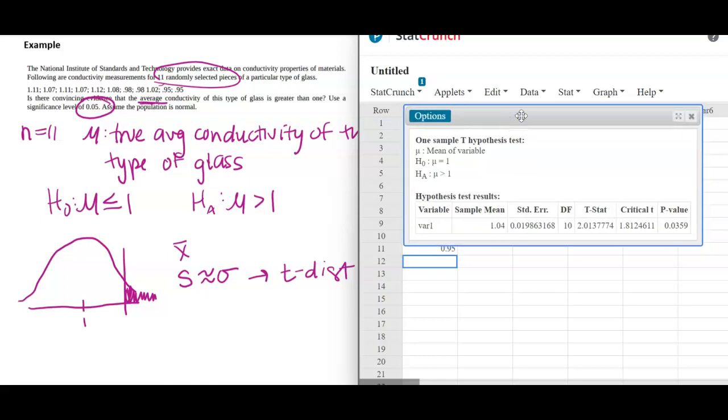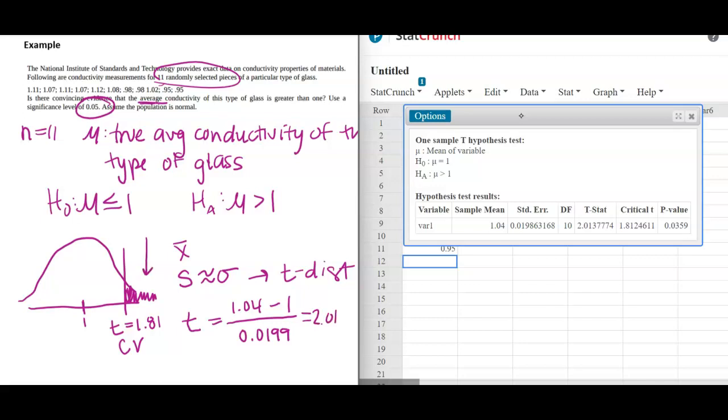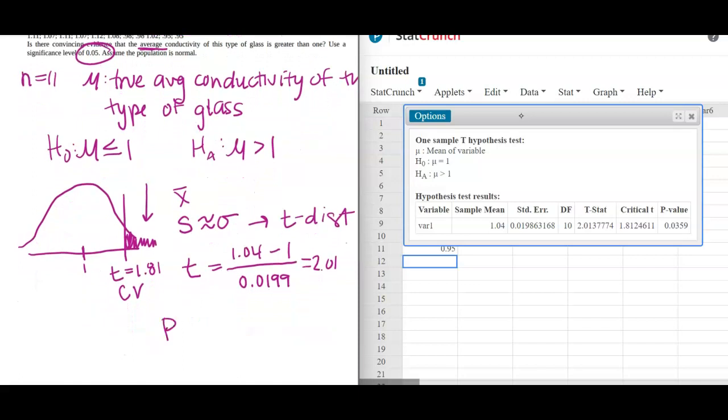Okay, so it does all of that for me: sample mean, degrees of freedom. All right, the critical T, this benchmark, is 1.81. And our T statistic is the sample mean minus 1, the distribution mean, all over the standard error, which takes into account S over the square root of n, and that gives me 2.01, which is in my rejection region. And I get a p-value of 0.0359, which is less than our alpha level that was given to us.